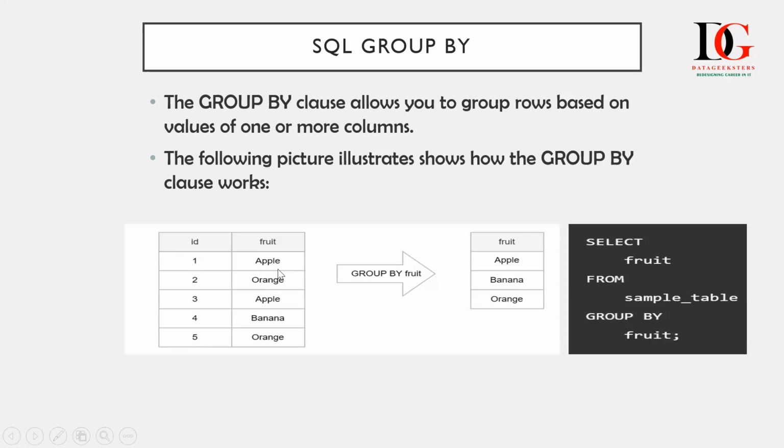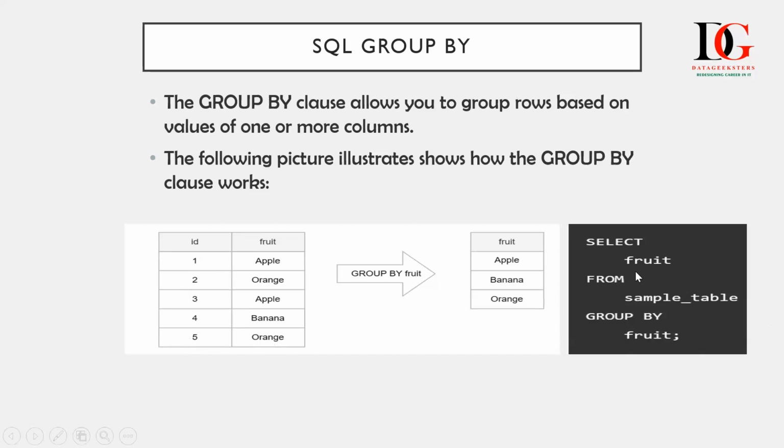For example, in apple, how many rows are there? Two rows, right? So ID number 1 and ID number 3 will go under the apple group. For banana, ID number 4, only 4, will go under the banana group. For orange, ID number 2 and ID number 5 will go into the orange group. You can see it is just segregating the rows based on the group.